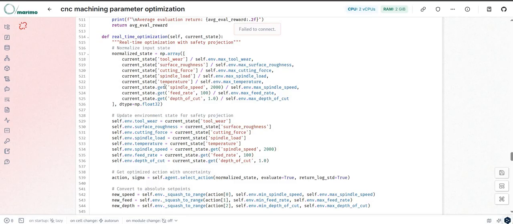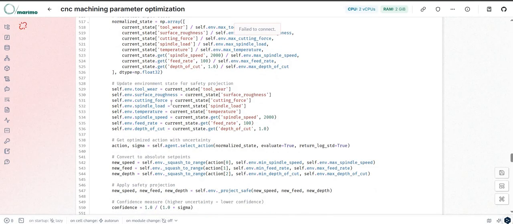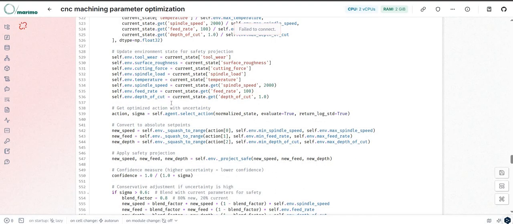Before applying them, we run the project safe function to make sure they won't break any constraints. On top of that, we measure uncertainty by looking at the variance of the policy. If uncertainty is high, we blend the new recommendation with current parameters, effectively playing it safe.